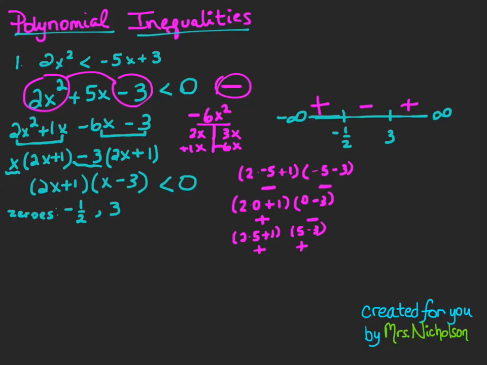Now again, remember that I was looking for when the polynomial is negative. That's my answer, and that's happening right here on this interval. So the solution to my polynomial inequality is the interval from negative 1/2 to 3. Since it's just less than and not or equal to, I'm going to use parentheses for that interval, and that would be our final answer.